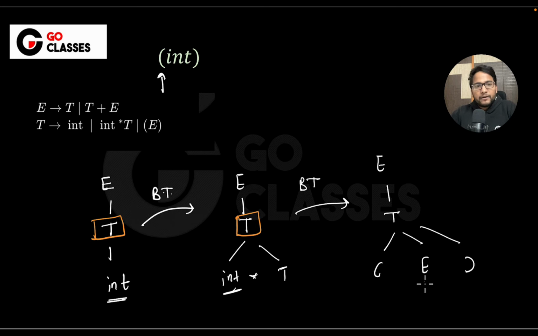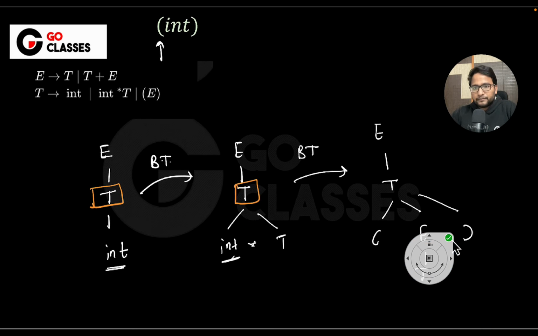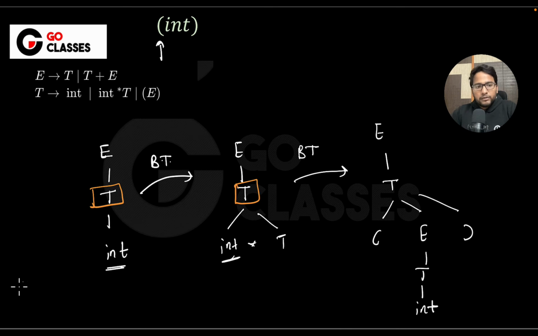Now for this E, what is the very first production? E gives T, so you will try E gives T, and then this T gives int. So you will try the next production, which is T gives int. Let me write it. Then this opening parenthesis is matching, this int is also matching, and this closing parenthesis is also matching. That's really great. Since all of them are matching, this T will say, I'm a success this time. So it will return true, and E will return true.